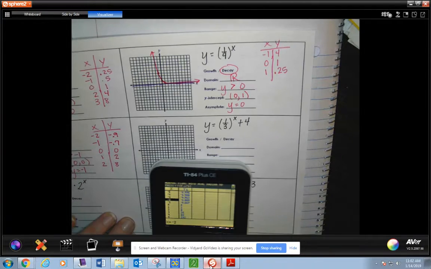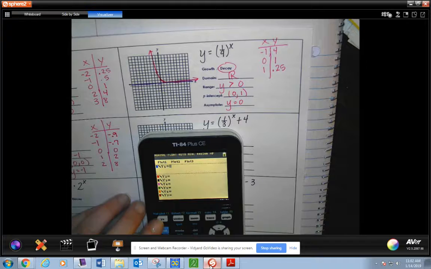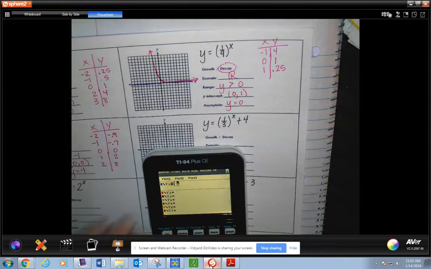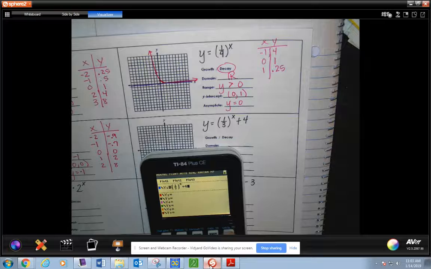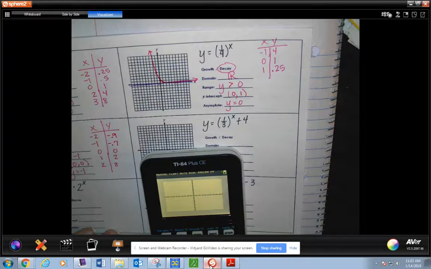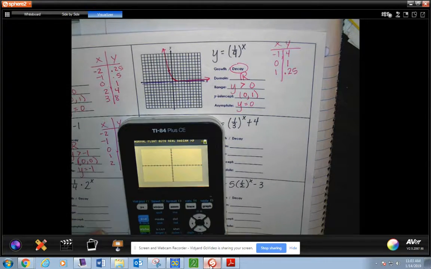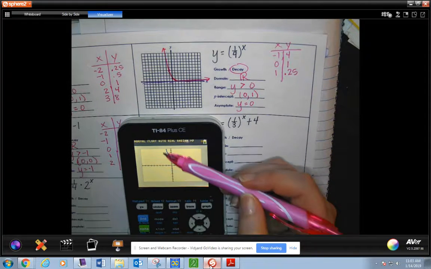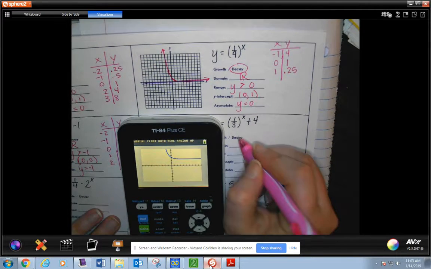Okay, for the next one, y equals, we're going to do parentheses, 1/3, close parentheses, to the x plus 4. We're going to graph it. Okay, there it is. Now, if you notice, this is decreasing. It's coming down, so decay.